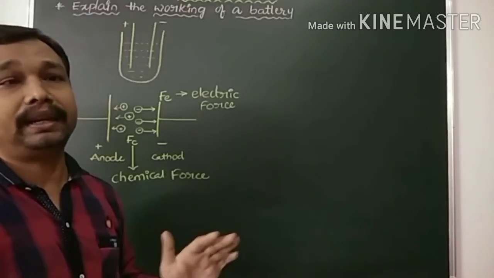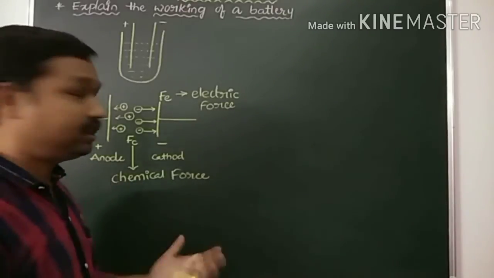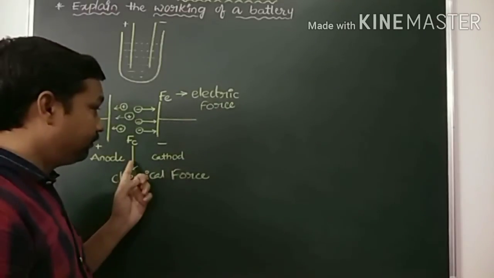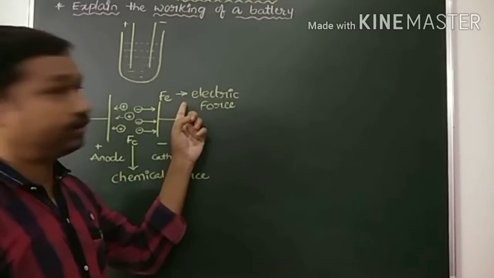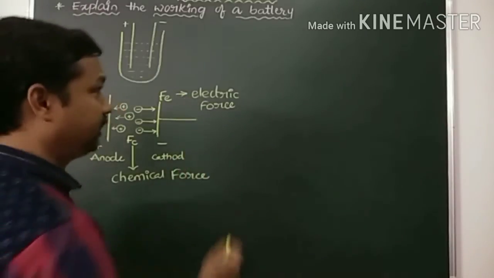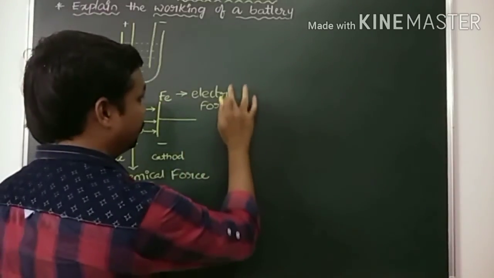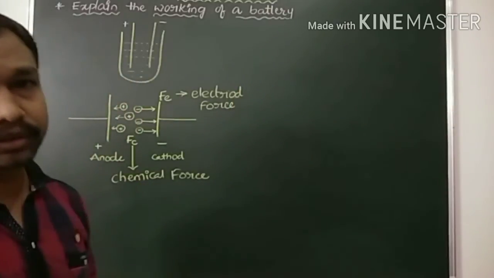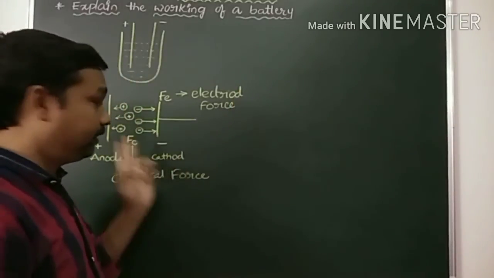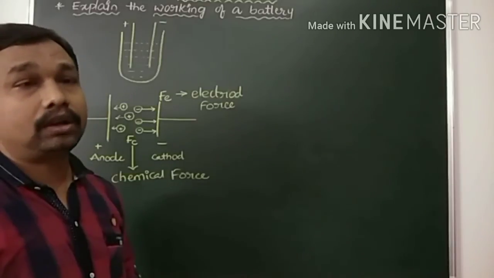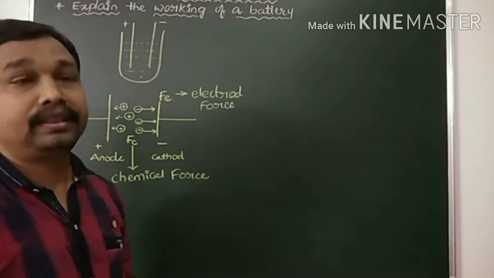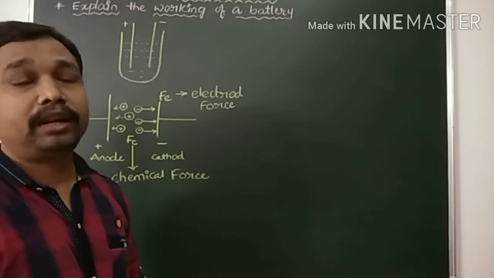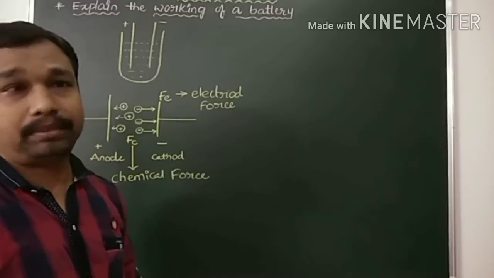Accumulation process completed. At this moment, what is the meaning of this? Chemical force and electrode force, or electric force, you can take either. Electric force and electrode force are balanced. Then no accumulation process takes place.